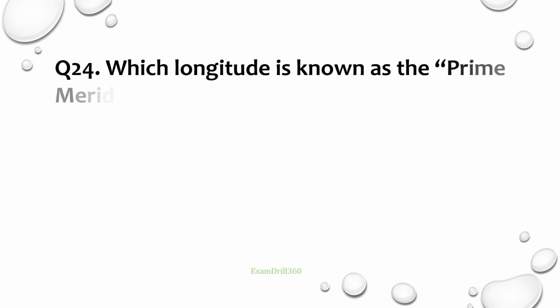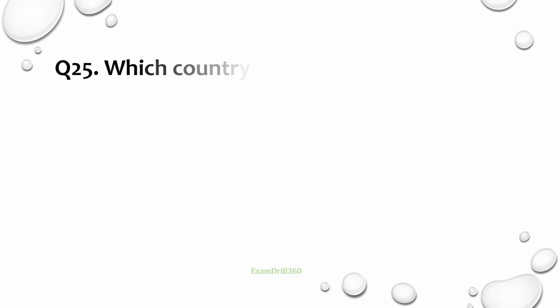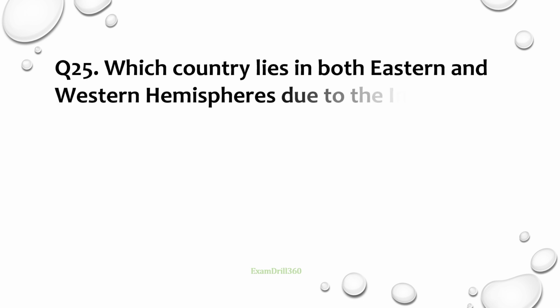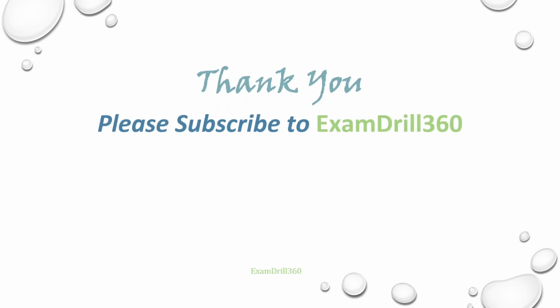Question number 24. Which longitude is known as the prime meridian? We already discussed, 0 degrees. It's called the prime meridian, and 180 degrees is the international dateline. Question number 25. Which country lies in both the eastern and western hemispheres due to the international dateline deviation? The correct answer is Kiribati.